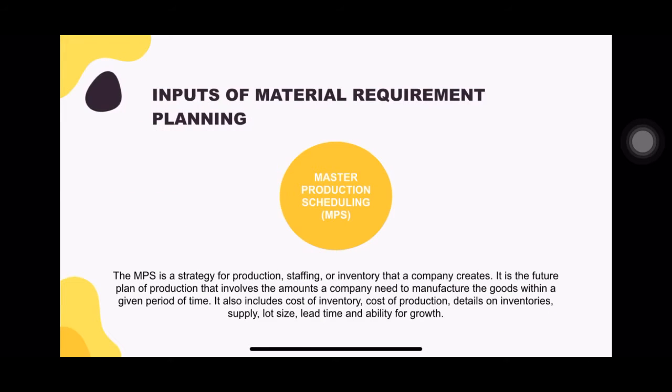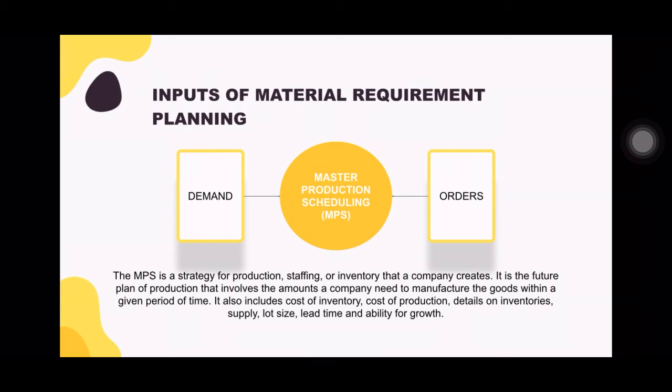Other inputs to the MRP include the MPS, which is an abbreviation for Master Production Schedule. The MPS is a strategy for production, staffing, or inventory that a company creates. It is the future plan of production that involves the amount a company needs to manufacture within a given period of time. It also includes cost of inventory, cost of production, details on inventories, supply, lot size, lead time, and ability for growth. Both forecast demand and customer orders feed into the master production schedule.